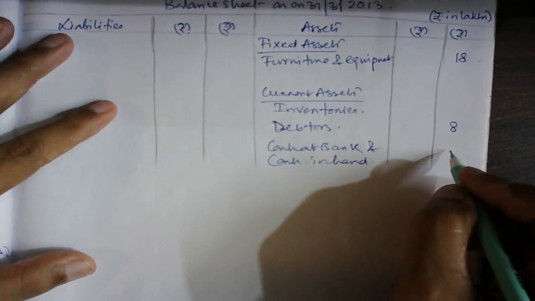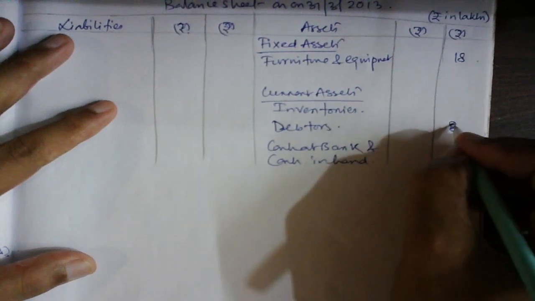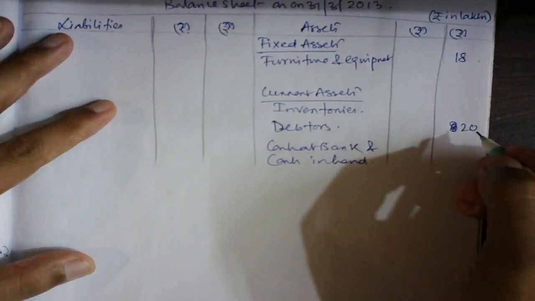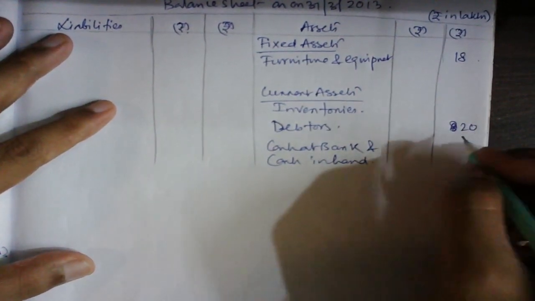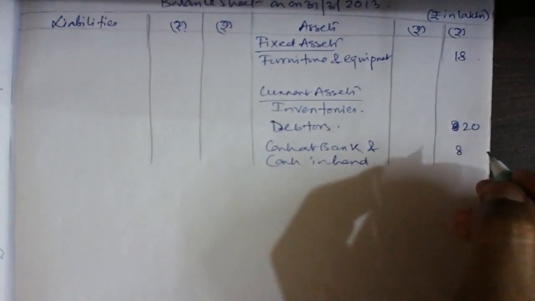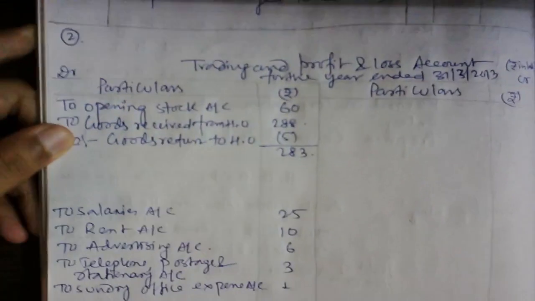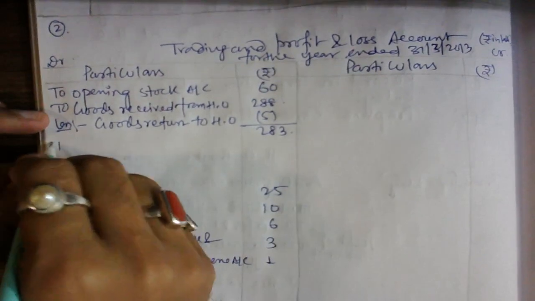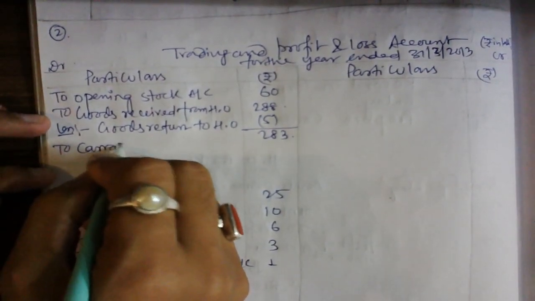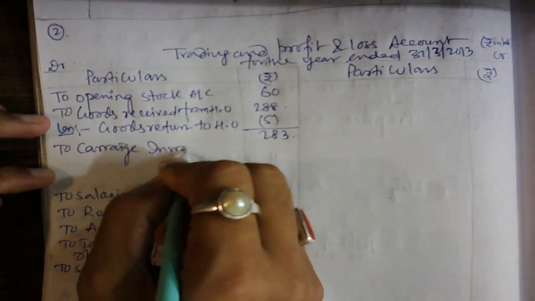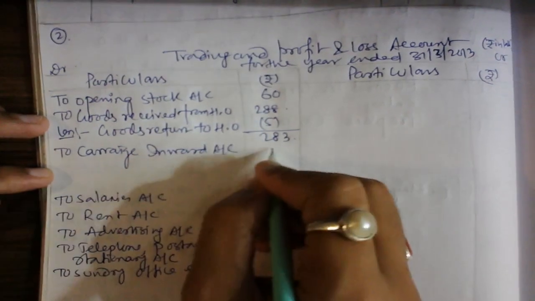एक सेकंड, जस्ट अ मिनट, सॉरी ये 20 लाख रुपीस है, debtor is 20 lakh rupees and cash in hand is 8 lakh rupees, and we have carriage inward, okay, so carriage in is directly related to the purchase, so that's why it will be plotted here in the trading side. Carriage inward, Sonal, we have 7 lakh rupees, ठीक है, done.